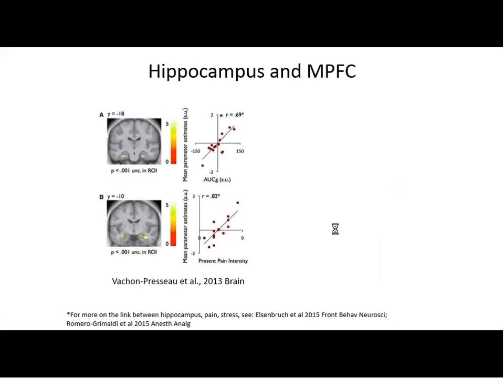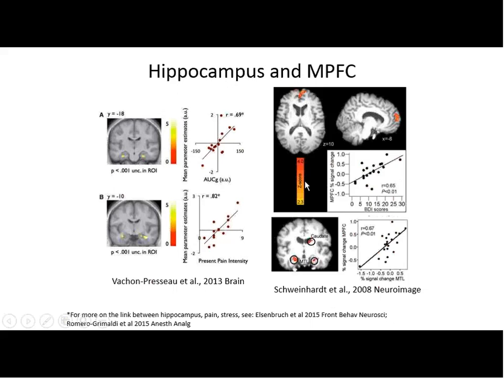This relationship between hippocampus and medial prefrontal cortical coactivation or connectivity has been shown by other groups. Interestingly, this group by Etienne Vachon-Presseau, University of Montreal, showed that in chronic low back pain patients, there's activation of the hippocampus that wasn't seen in healthy subjects. And the extent of this activation correlated with the cortisol levels in those patients. So the higher stress response they're showing, the more activation you get in the hippocampus.